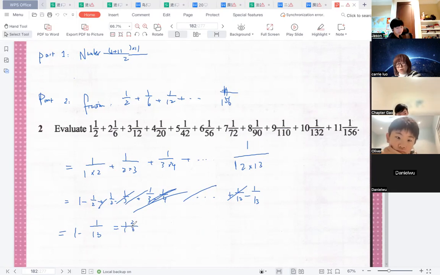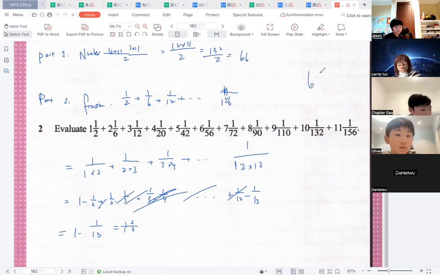Okay, let me know if you understand it. If you don't understand, I'm going to explain it. So that's why the answer is 12 times 11/2 equals 132/2 equals 66. So the answer is 66 and 12/13. Wait, what? Is this not the number part? This is the fractional part.